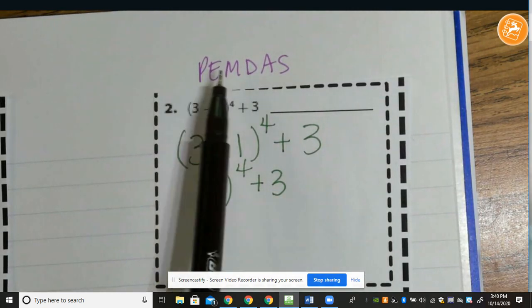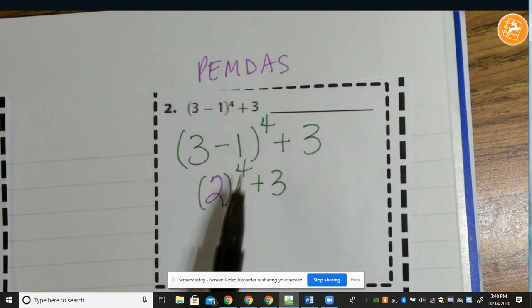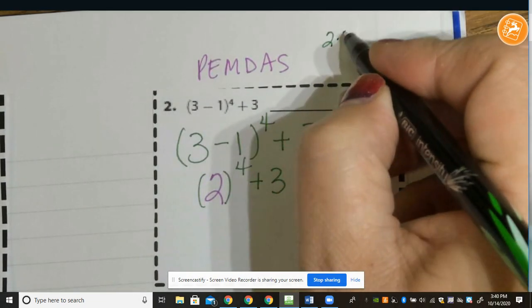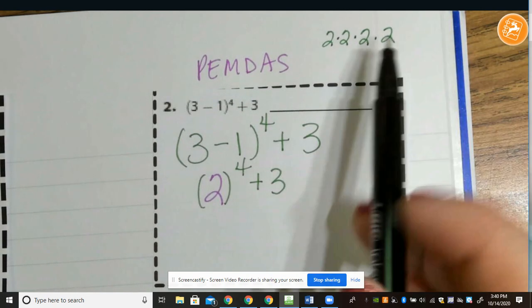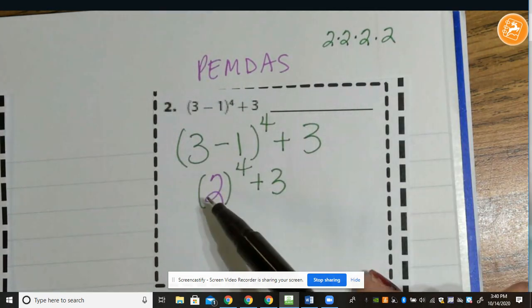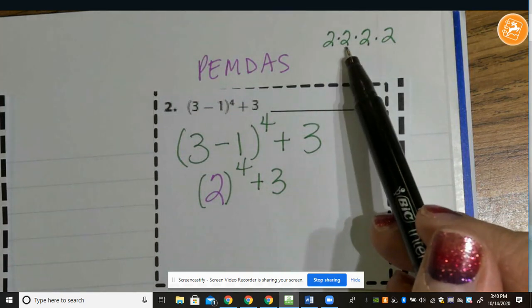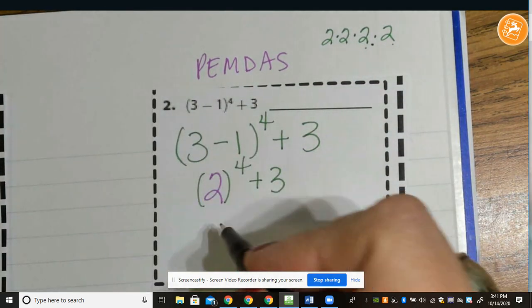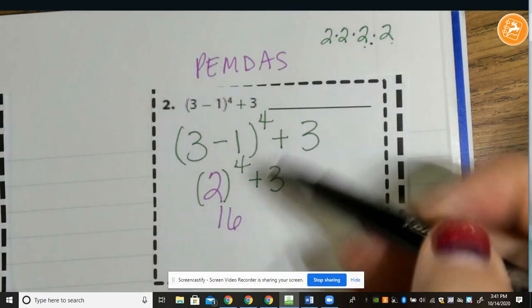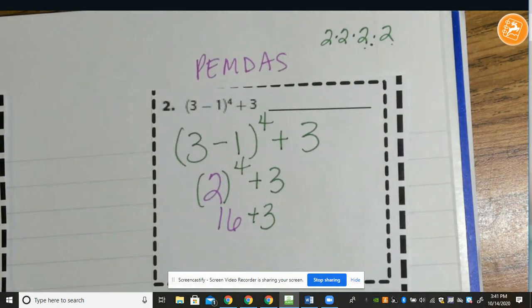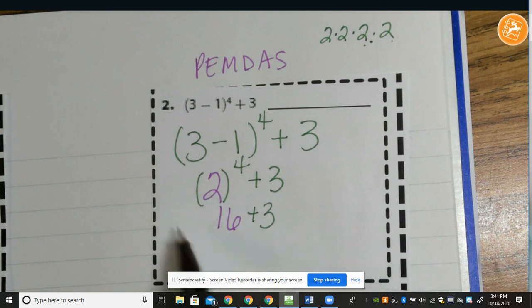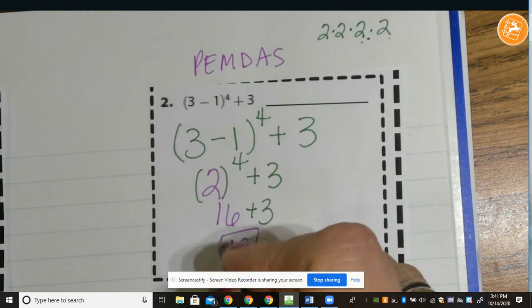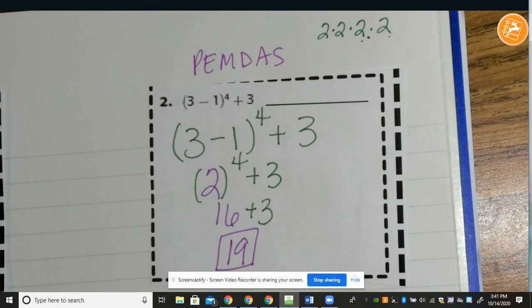So I did parentheses. Check. Exponents. Oh, yes, I do have an exponent, 2 to the 4th power, which is saying like 2 times 2 times 2 times 2. You see I have 4 2's. 1, 2, 3, 4. It's 2 to the 4th power. 2 times 2 is 4. 4 times 2 is 8. 8 times 2 is 16. So I'm left with 16. But I've got to bring down this plus 3 because I haven't done it. Now my last step is a single operation right here, which is addition. 16 plus 3 gives me 19. My answer would be 19.